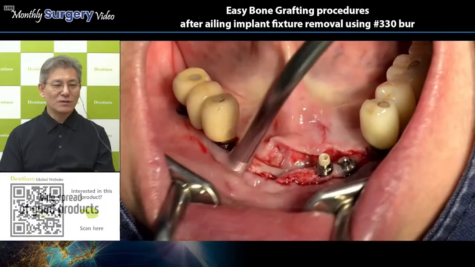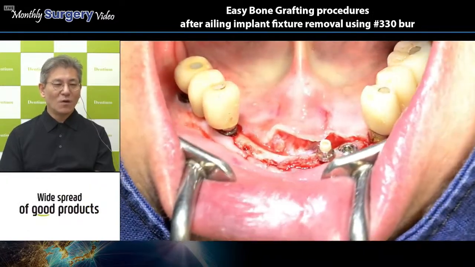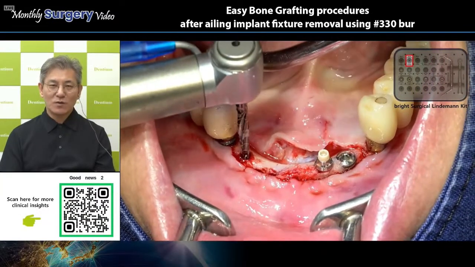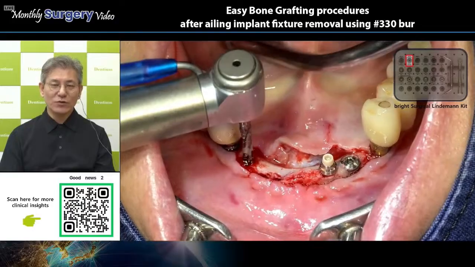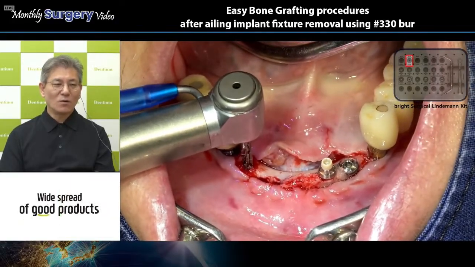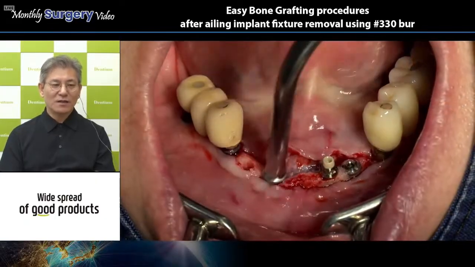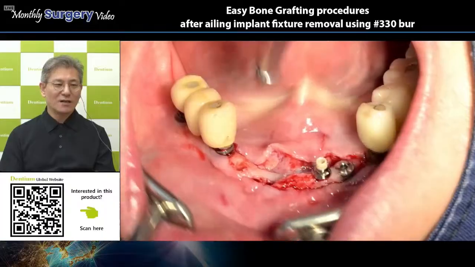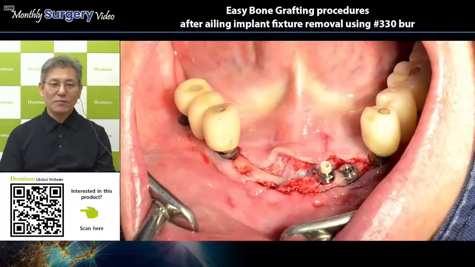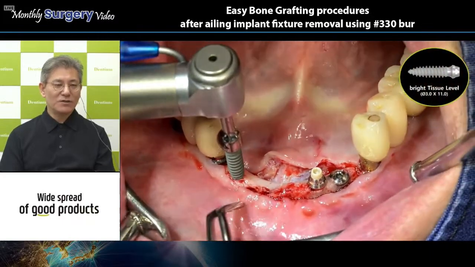Wow, already installed in this number 42 area, diameter 2.5. All the implant fixture surface is surrounded by host bone. That is the main key to using the bright PR system, right? All the implant surface surrounded by host bone. These implant fixtures are sinking down into the host bone bed, right? Now, diameter 3.0.